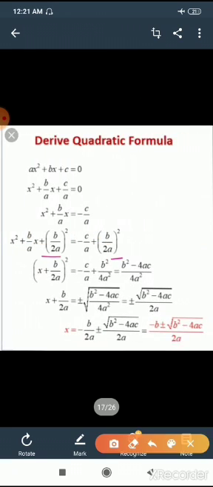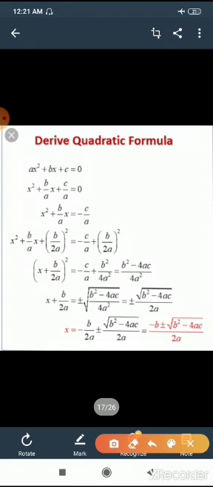Now the left hand side makes an identity, x plus b by 2a whole square. And here, minus c by a plus b square by 4a square. The square of b by 2a is b square by 4a square. Now the LCM of a and 4a square is 4a square. How many times does it cancel? In the first denominator it cancels 4a times, so 4a into c is 4ac with a minus sign. Here it cancels 1 time, so 1 into b square is b square.